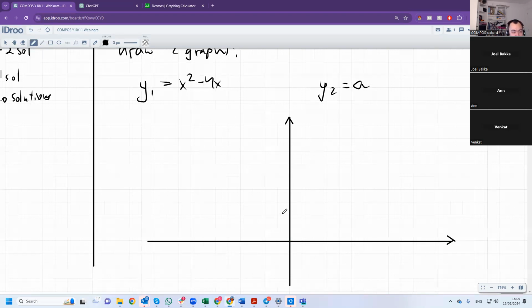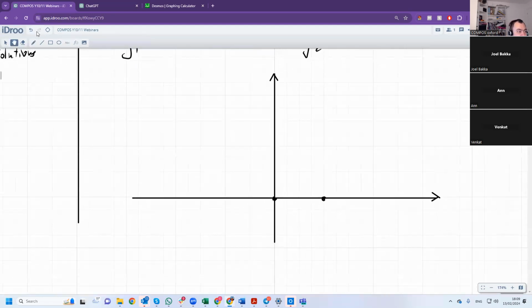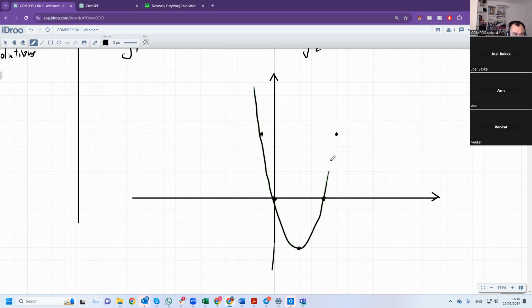The graph of x squared minus 4x is like this. It goes through 0, and it goes through 4, and it has a vertex at minus 4. So the graph looks like this. This is y equals x squared minus 4x.